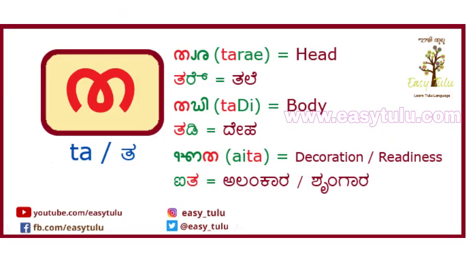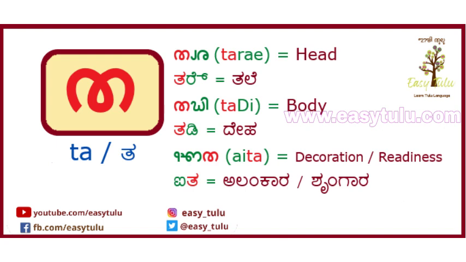First one is ta. Ta. Examples: tara. Tara means head, tale in Kannada. Tadi. Tadi means body, deha in Kannada.